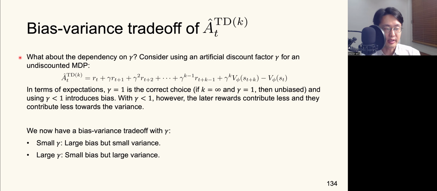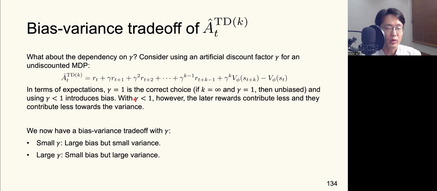But what about the dependency on gamma? Well, let's consider the setting where we consider an undiscounted MDP, but we still use an artificial discount factor for the sake of controlling the variance. If we think of gamma as an artificial discount factor, then it's a parameter that we choose in our reinforcement learning algorithm. In terms of expectations, if the base MDP is undiscounted, then gamma equals 1 is the correct choice. So if k is infinity and gamma is equal to 1, then we have an unbiased estimator. And using a smaller value of gamma, an artificial discount factor, introduces bias.